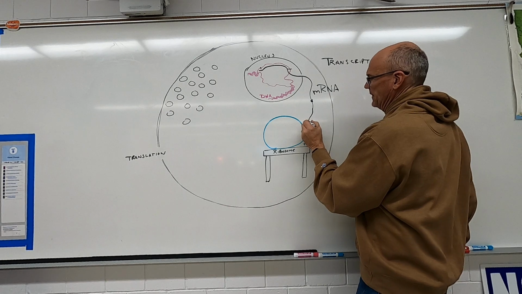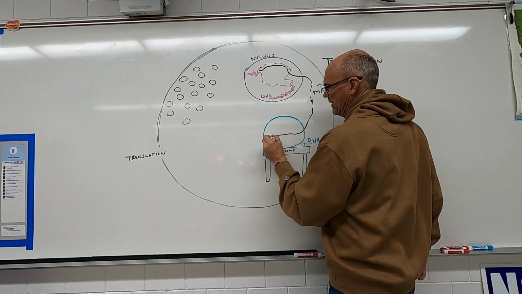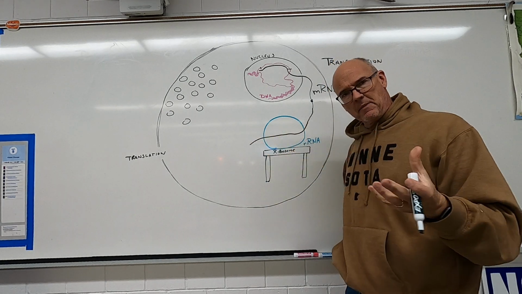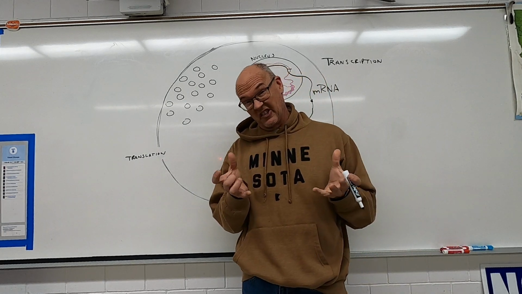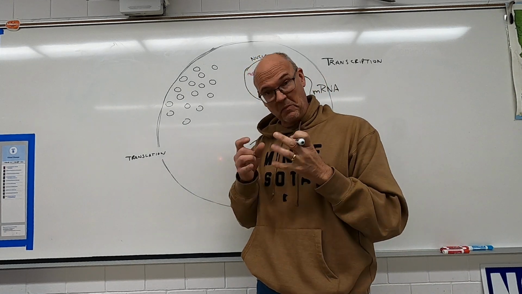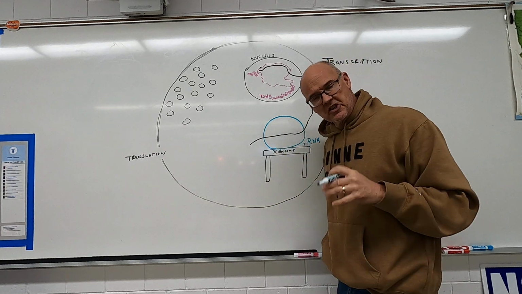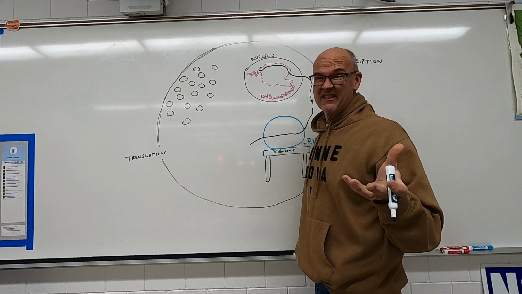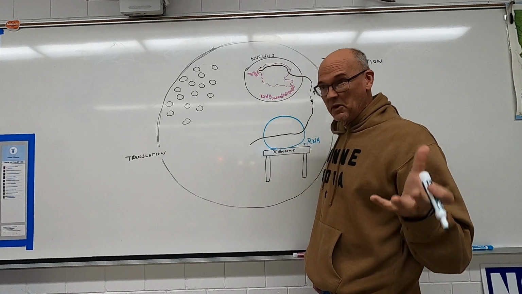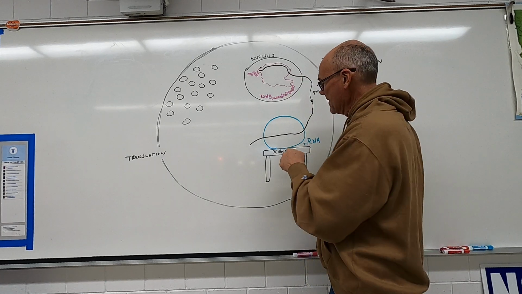Now this fiber comes into this big blob sitting on the ribosome. We said the ribosome was the workbench of the cell, so that makes sense. We're going to build things on the ribosome. This little blob is known as the ribosomal RNA, which makes sense since it's sitting on the ribosome. So ribosomal RNA, or rRNA.